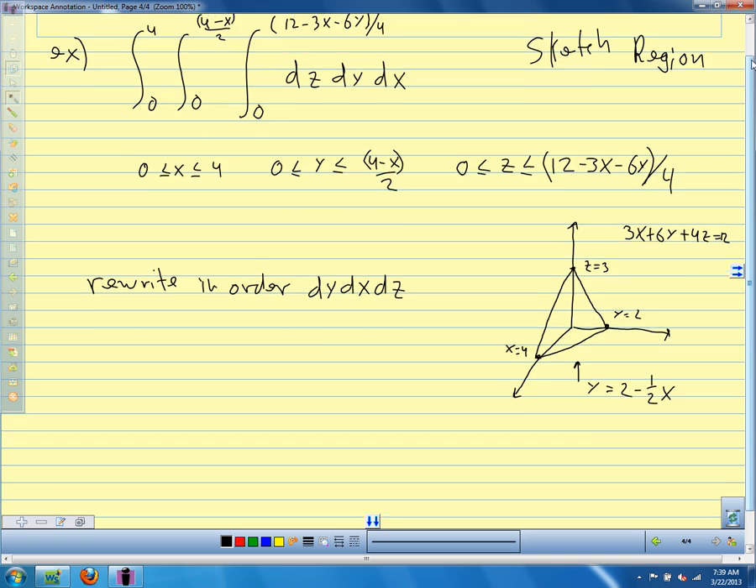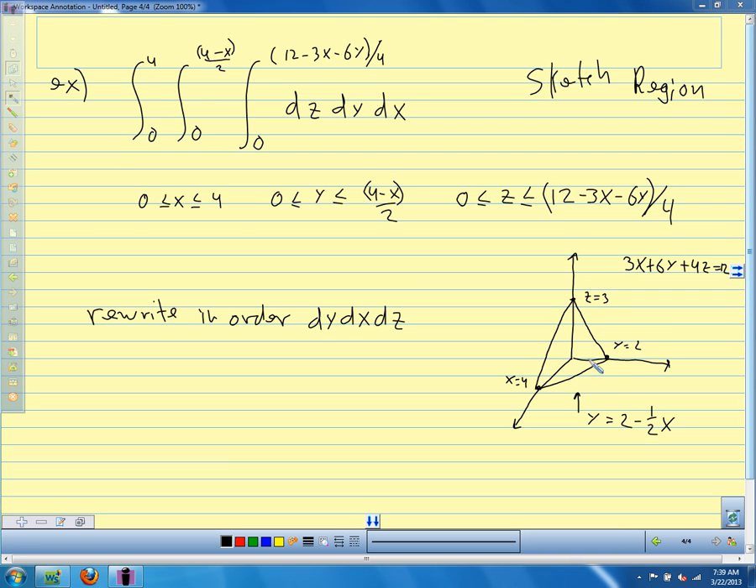So rather than going up to our surface, we're going from the y-axis, over to our surface from the yz plane. So we need to write this plane as an equation y equals some function of x and z. So we would rewrite that as y equals 12 minus 3x minus 6z over 6. So I'm just getting this as a function of y.